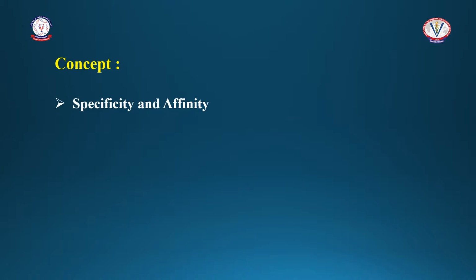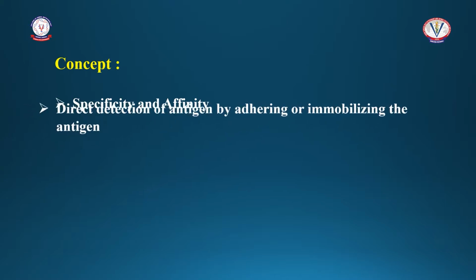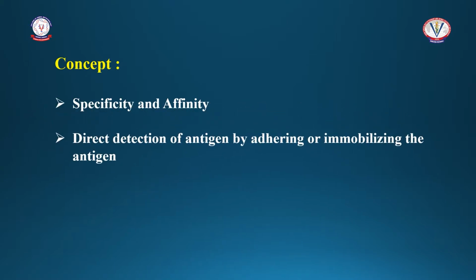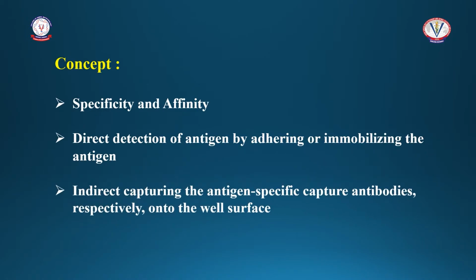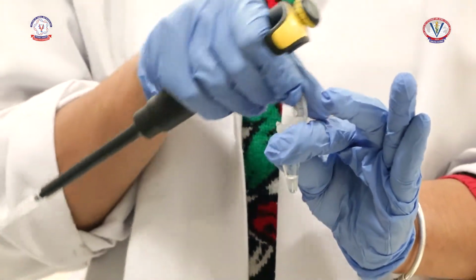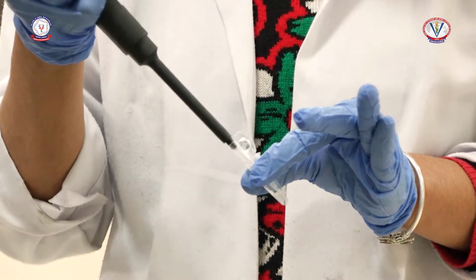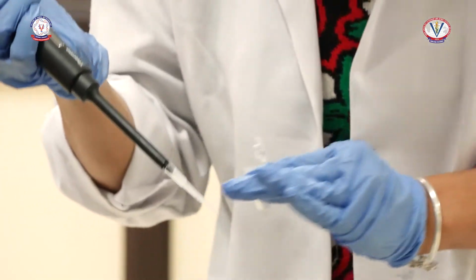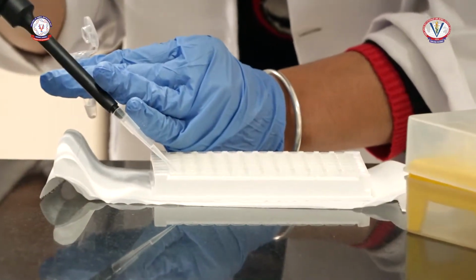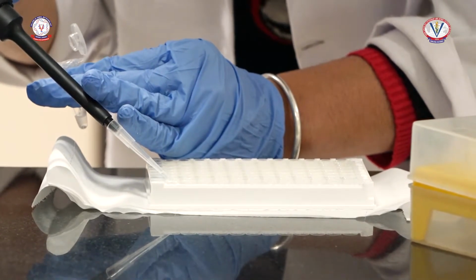The key step in ELISA assay is either direct detection of antigen by adhering or immobilizing the antigen, or indirect capturing of the antigen by specific capture antibodies on the well surface. For sensitive and robust measurement, the antigen can be specifically selected from a sample of mixed antigen via a capture antibody, sandwiched between the capture antibody and a detection antibody.